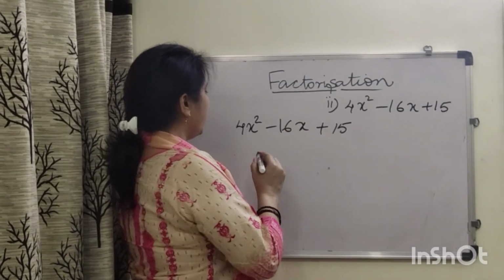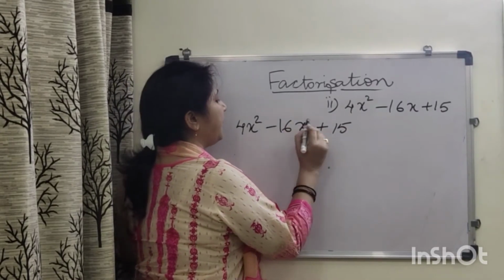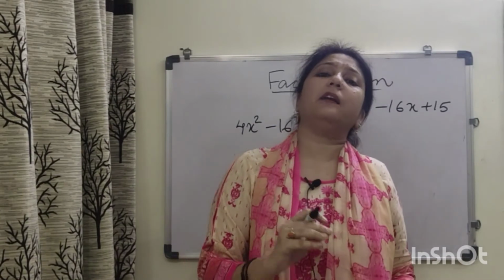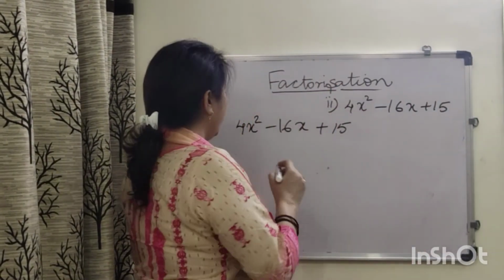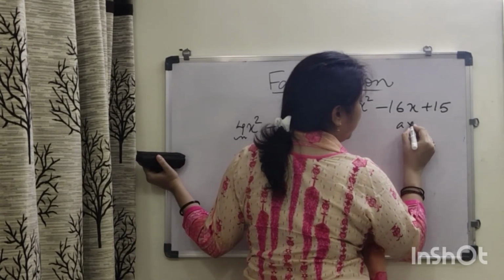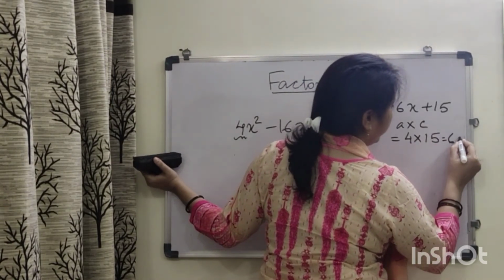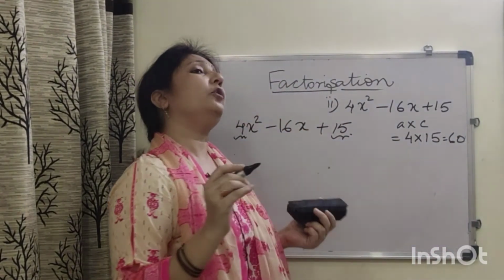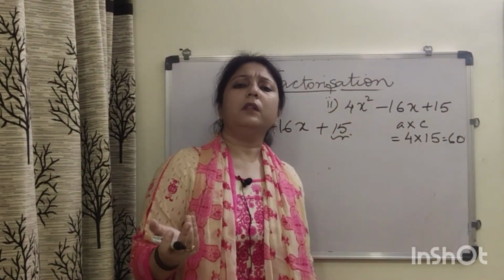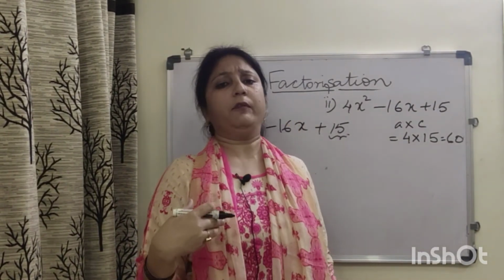Another one, that is 4x square minus 16x plus 15. Now you compare this expression with ax square plus bx plus c. Your a is 4, your c is 15. So a into c gives you 4 into 15, that is 60. Now you have to look for the factors of 60 that give you 16. The first thing that comes to your mind, 10 6s are 60 or 15 4s are 60.